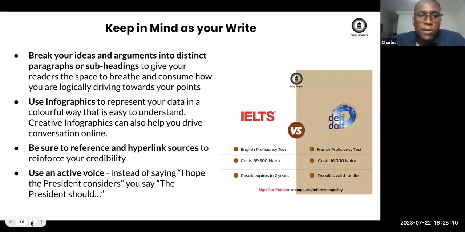The use of infographics. I'll just go to what is in front of me. So you break your argument into distinct paragraphs. The way it is, one sentence should communicate a point. So if you're writing about something and you've been able to conceptualize it, you can bullet point all of what you want to talk about per paragraph.